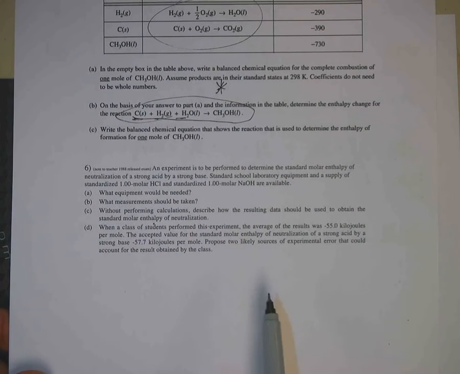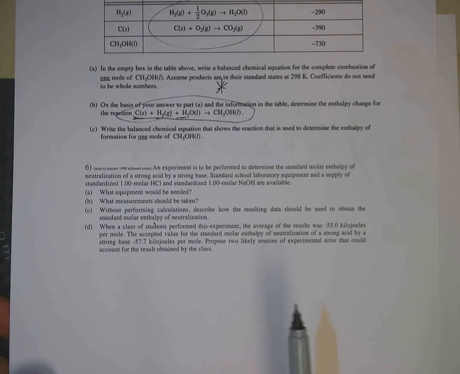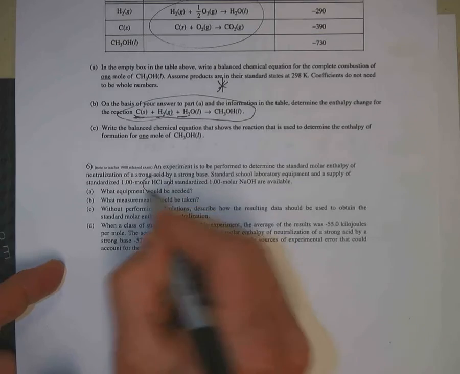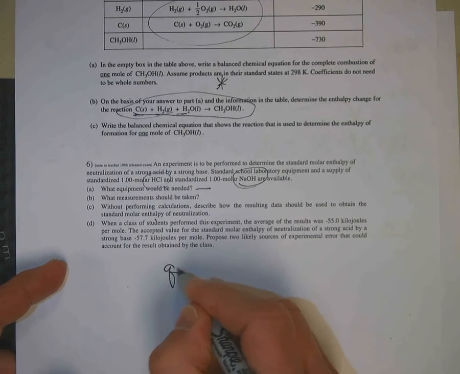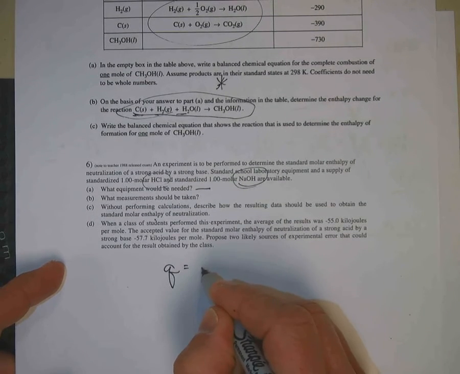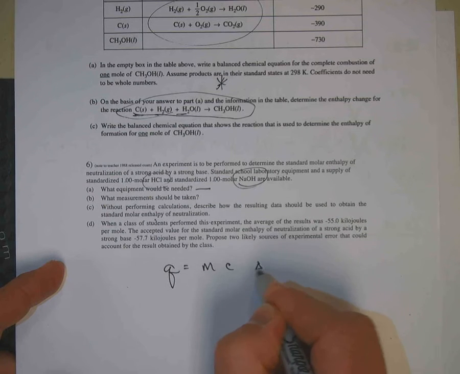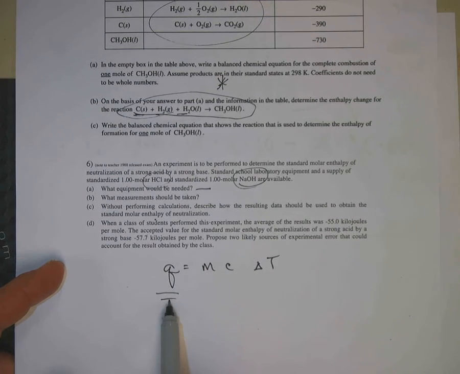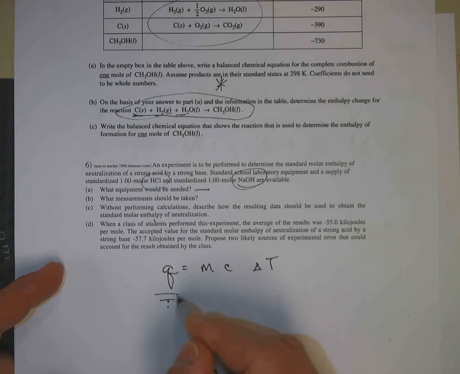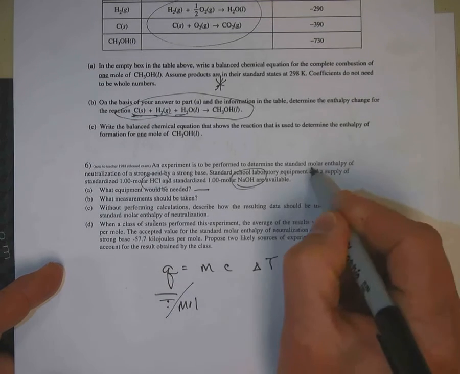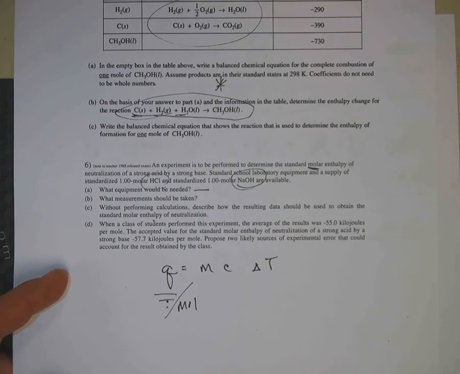Lastly, number 6, an experiment is performed with standard molar enthalpy of neutralization of strong acid by strong base. Here's my strong acid, here's my strong base. What equipment is needed? Find the enthalpy of neutralization. I'd be using Q is equal to MC delta T. This would be my enthalpy, and then I'd probably want it per mole because it's molar enthalpy.